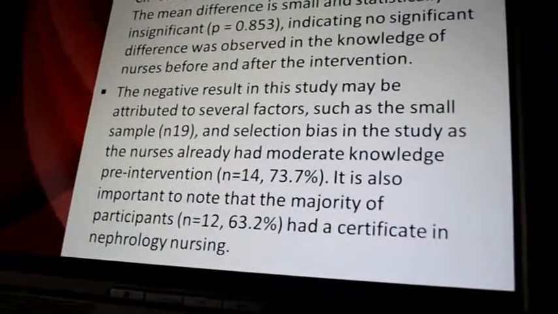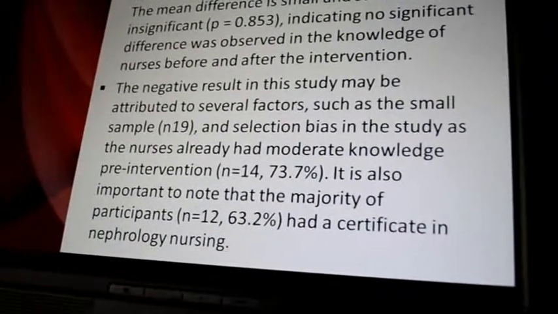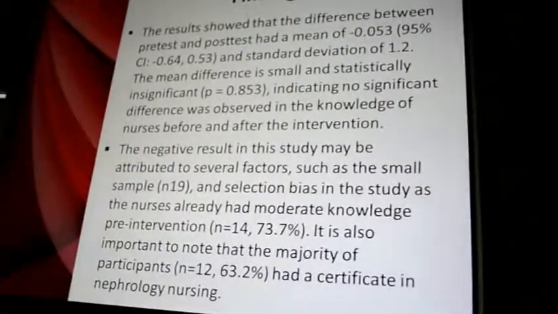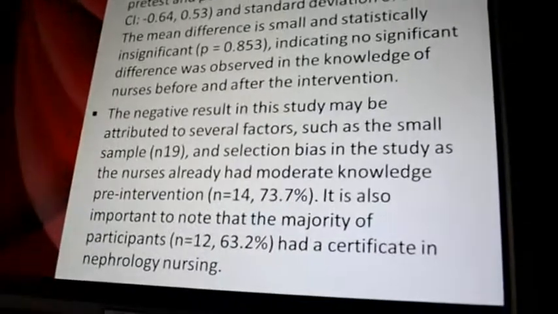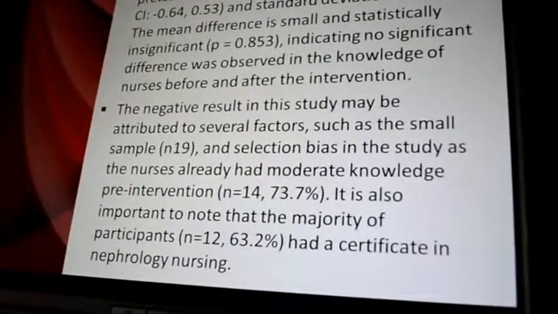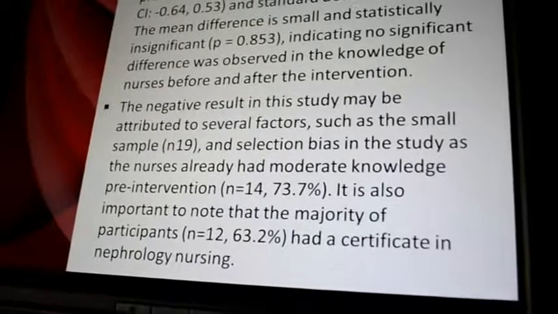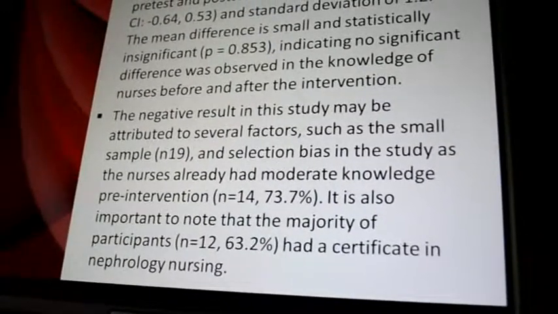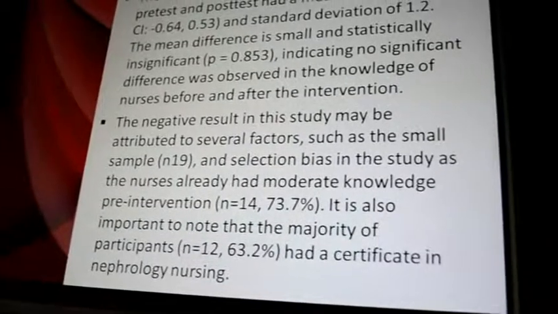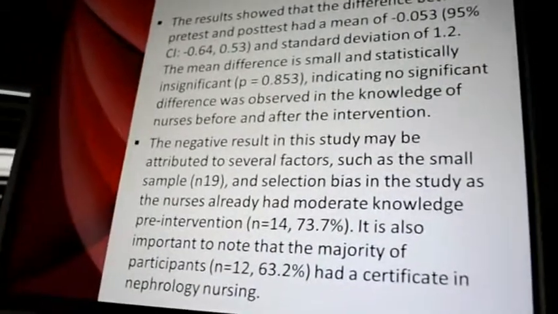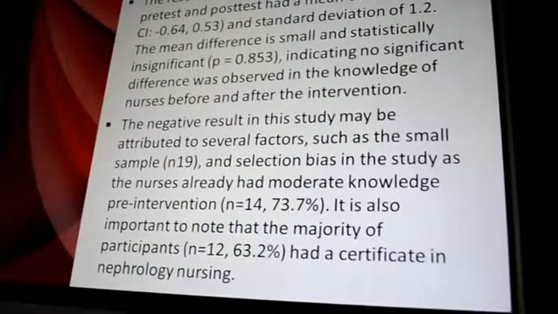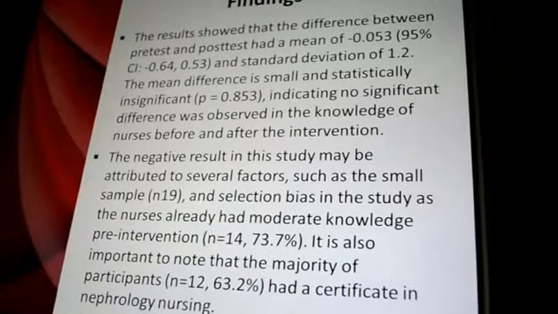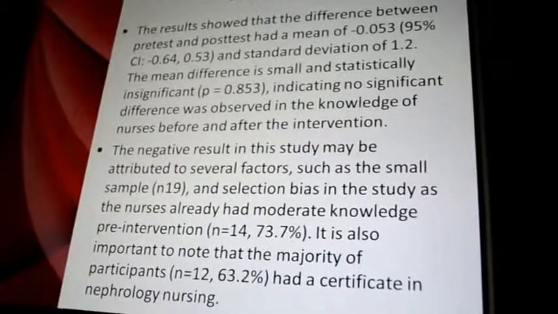The findings are context specific and therefore not generalizable from one setting to another. However, it is encouraged to compare settings against each other, as commonalities may exist which could be applied to all organizations. Further studies are required to evaluate the effectiveness of the current program. The negative result in this study may be attributed to several factors, such as the small sample, 19 nurses, and selection bias in the study, as nurses already had moderate knowledge pre-intervention.